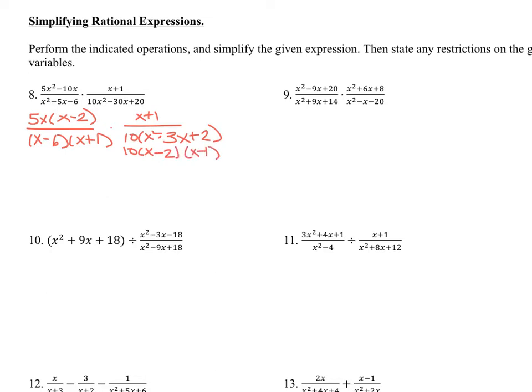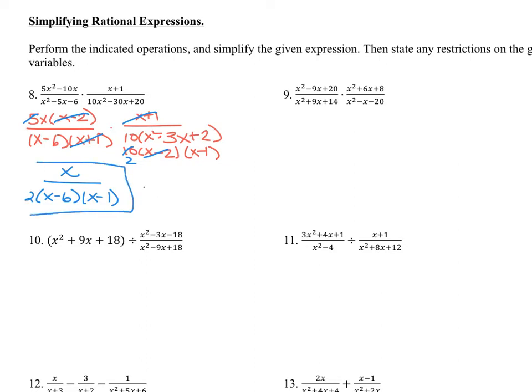So now I can start crossing stuff out. I can cross out x minus 2 with x minus 2 and x plus 1 with x plus 1. And I can cross out 5 and 10 to reduce to 2. And that looks like it. So I'm left with x on the numerator and x minus 6 and x minus 1 as factors on the denominator. Oops, and can't forget the 2 on the outside.